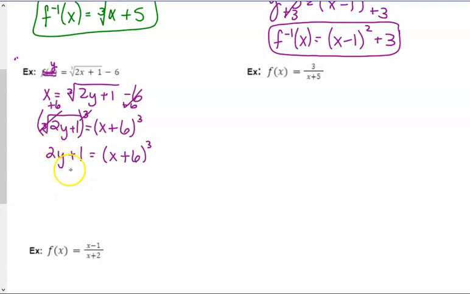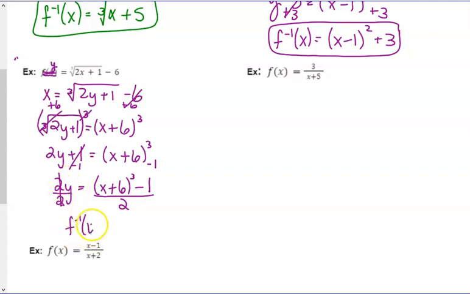How do I get y by itself? Well, I have a plus 1 hanging out, so let's go ahead and subtract 1. And we get 2y equals x plus 6 quantity cubed minus 1. And this is 2 times y, therefore I would divide everything by 2. And that goes away, leaving me with what my goal is, to get y by itself. So I get f inverse of x equals exactly what we have right above, and that's our inverse function.